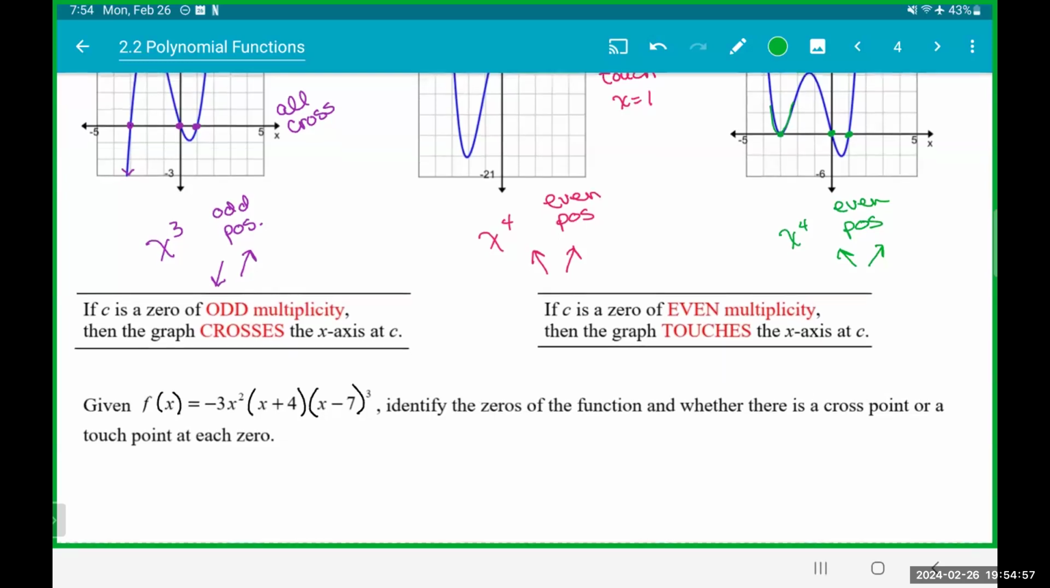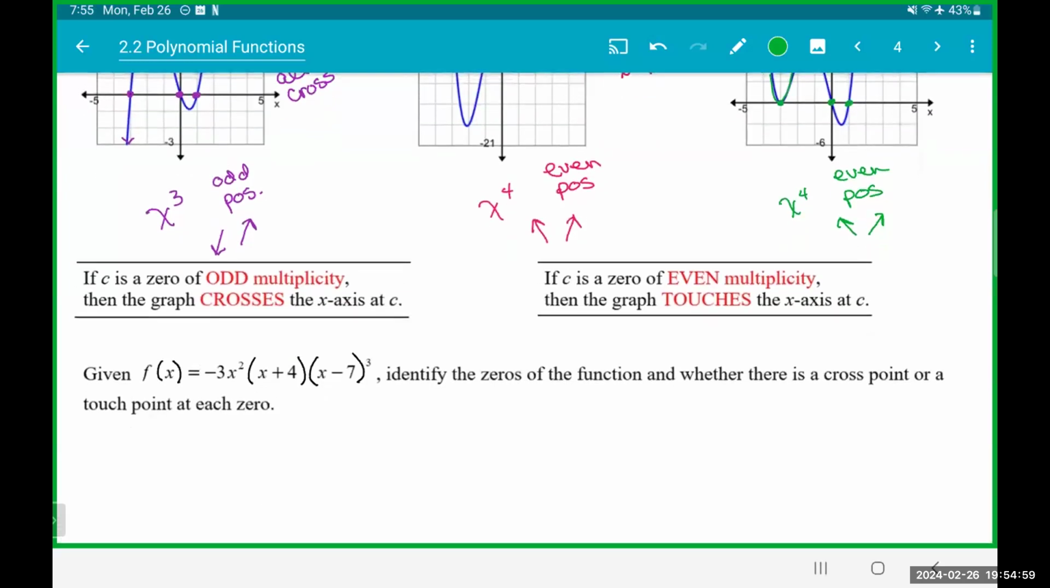So we have the opportunity to do one example here. So the first one we have here is -3x squared. So this would be x equal to 0 with a multiplicity of 2, right? Because of that 2 exponent. Because that exponent is even, we're going to touch the graph at 0 and go back in the same direction, like change directions.